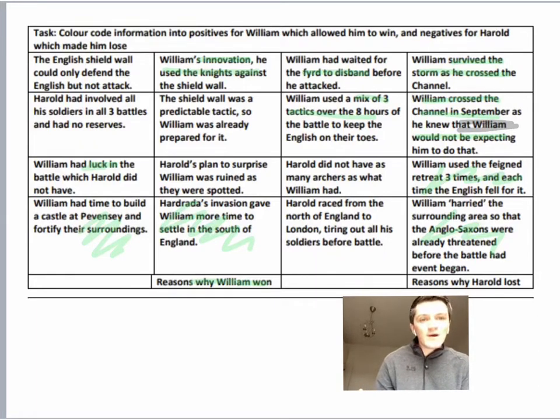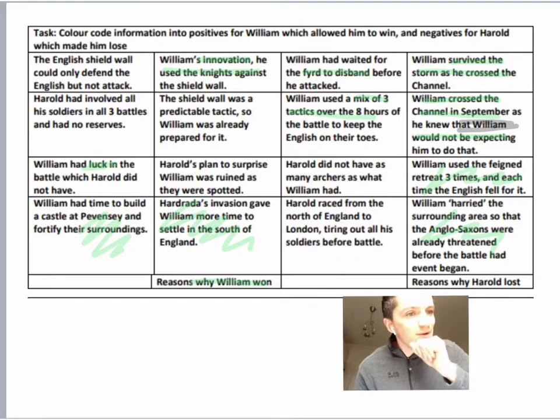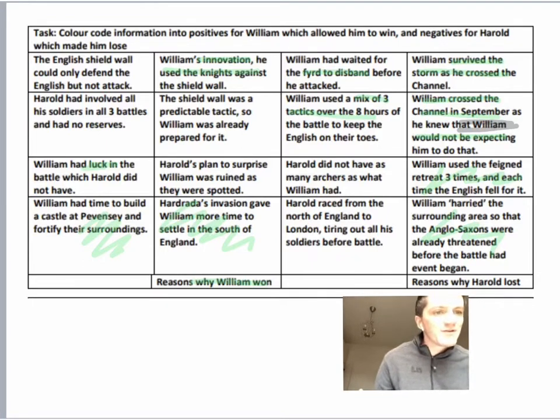Other reasons William wins: we can talk about the feigned retreat. He's got good tactics. He shows an innovative idea and he knows what he's doing, which keeps the English on their toes. And then finally, we can talk about the fact that William harried the surrounding areas, so the Anglo-Saxons were already threatened before the battle even began. Therefore, they've got a psychological advantage. The local people know what William's like, and therefore they've got a psychological advantage going into the war.